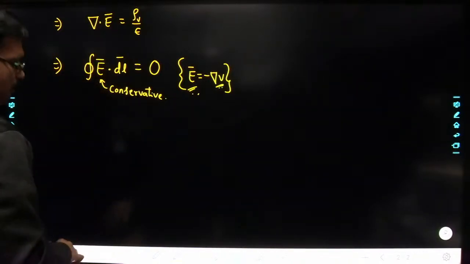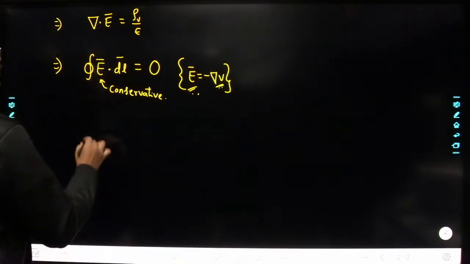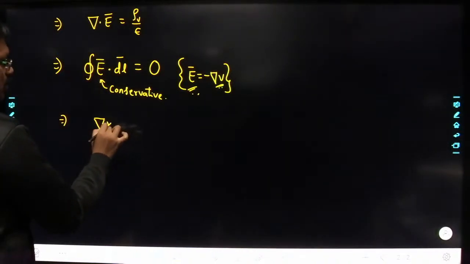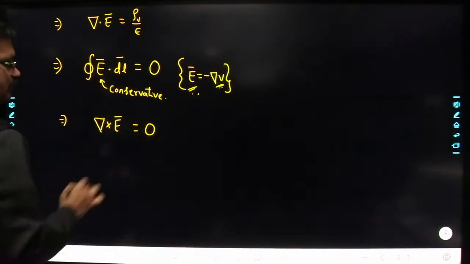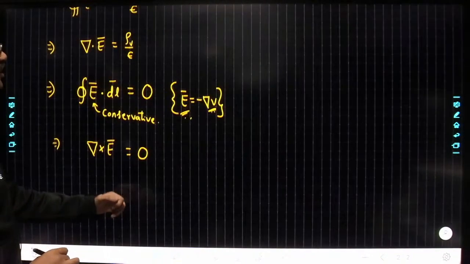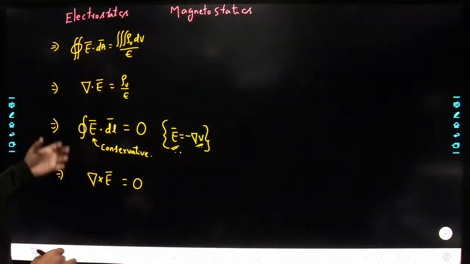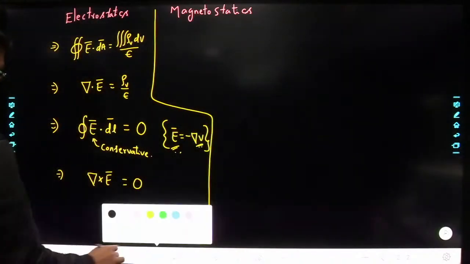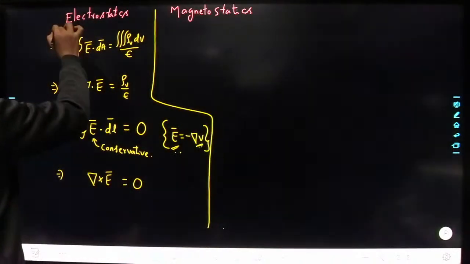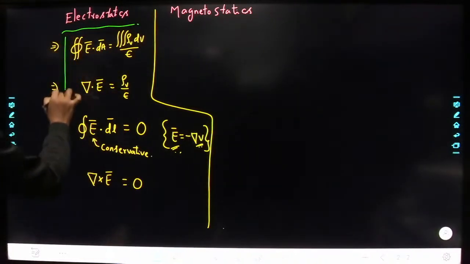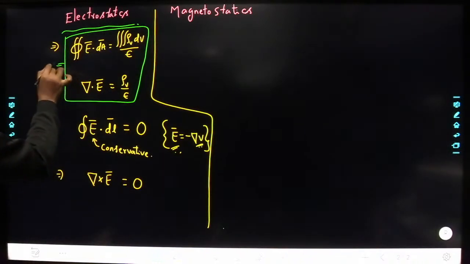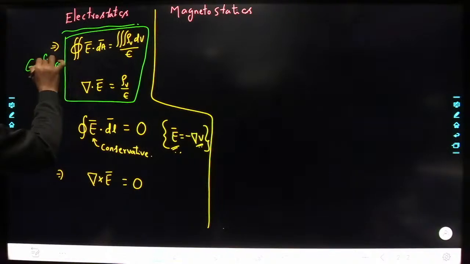Okay. So if you apply Stokes theorem to this, what do we get? We get curl of E bar is equal to 0. These are the results we got in case of electrostatics. And in case of electrostatics, these are nothing but Gauss law for E field, right?